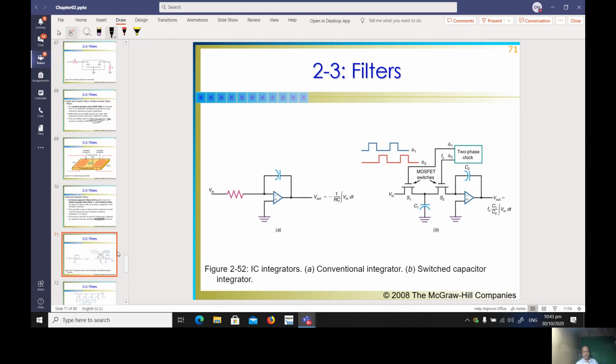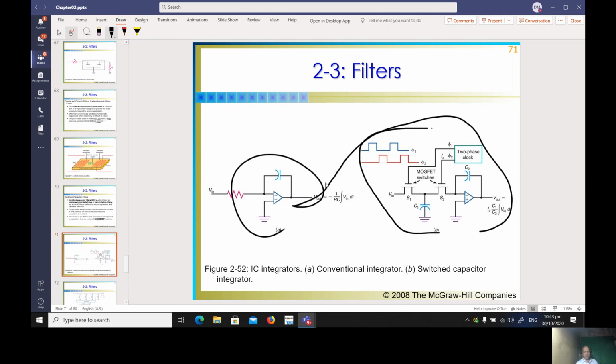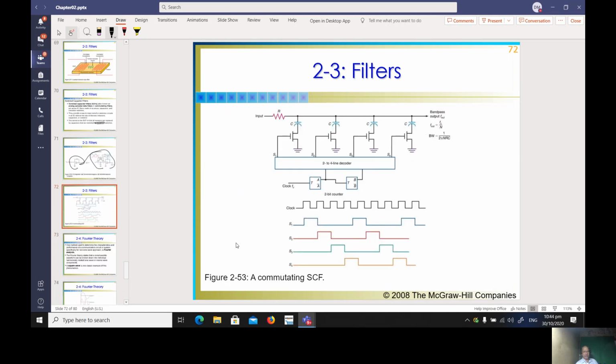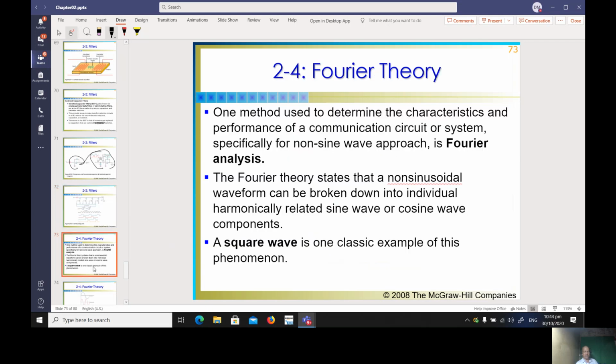This is your IC integrator. Actually, this is the conventional integrator, then we have the switch capacitor integrator. It is already compact. So you have this, which is why there are logic circuits that serve as a counter. And if you have advanced math, you can study this in your advanced mathematics.